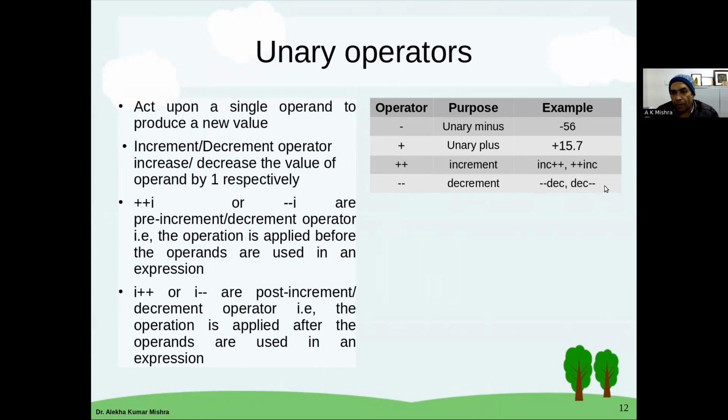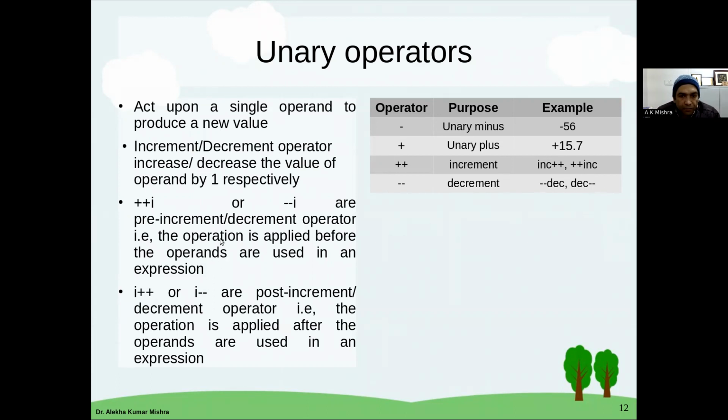So i++ is a post-increment. When the increment is on the left hand side, as in ++i, it is a pre-increment. Similarly, --i is a pre-decrement and i-- is a post-decrement. So this operator can be used in two ways. Whenever ++ or -- appears on the left hand side of the operand, you call it a pre-increment or pre-decrement operator.